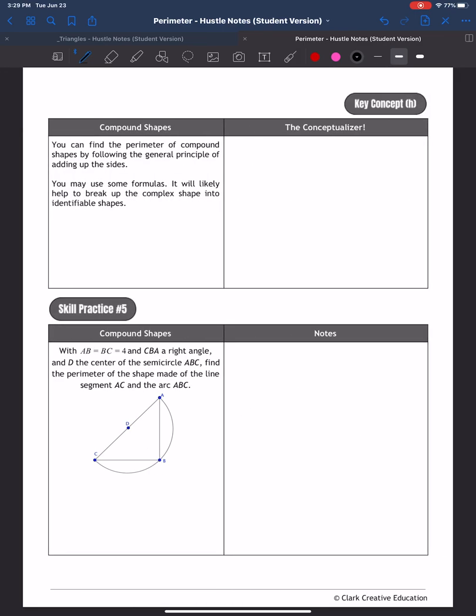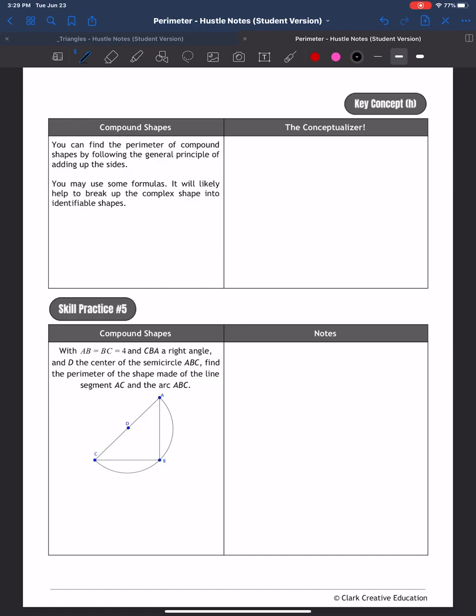On to the next page. So, next, you can find the perimeter of a compound shape by following general principles of adding up the sides. You may use some formulas. It will likely help to break up the complex shape into identifiable shapes.